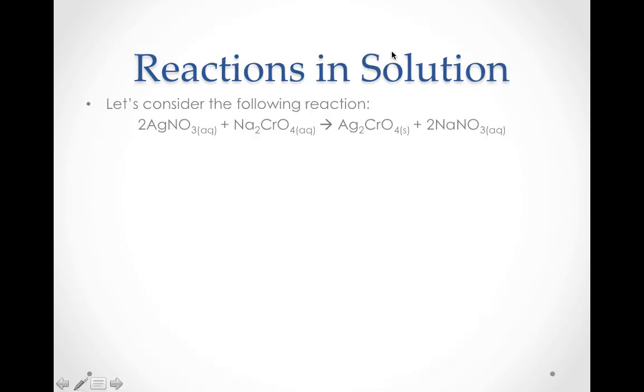So let's consider this example. Here we have silver 1 nitrate reacting with sodium chromate to make silver 1 chromate and sodium nitrate. Okay. The reactants are both aqueous, and silver chromate is a solid, and sodium nitrate is aqueous. Okay, if we weren't sure about the states, we can always go back on our solubility table to check, and we'll talk a little bit more about that as we work our way through.